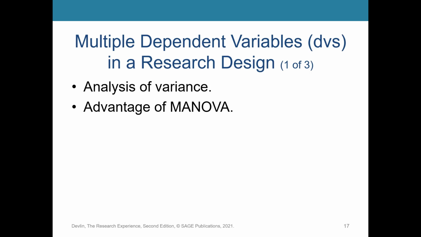Now, if you want to get to even more complex designs, you can have something called a MANOVA, or a multivariate analysis of variance. And basically, what is different between an ANOVA and a MANOVA is an ANOVA has one dependent variable, where a MANOVA has multiple dependent variables.